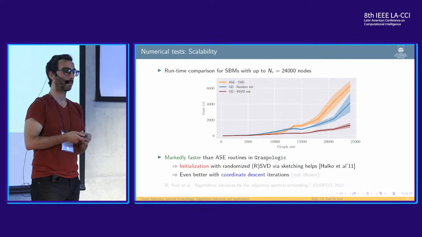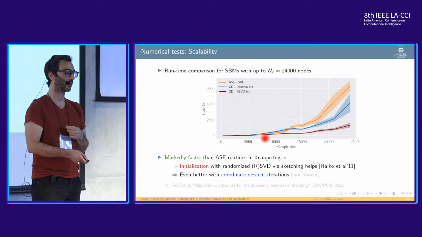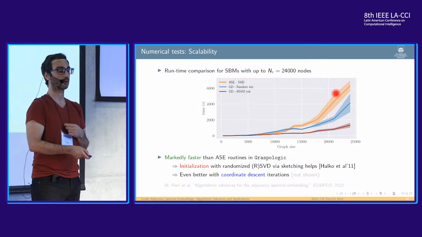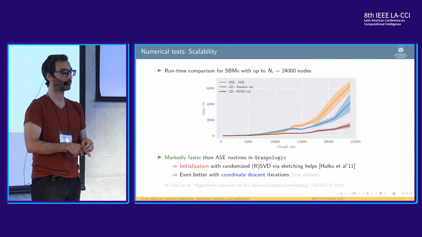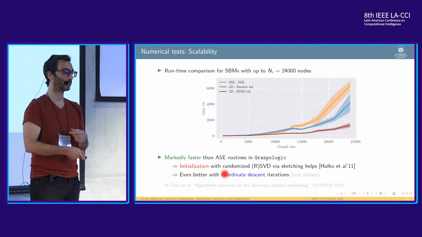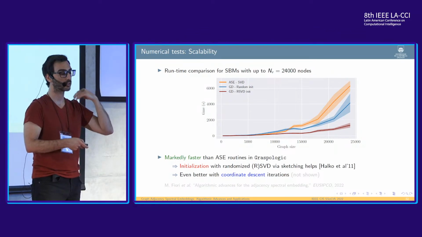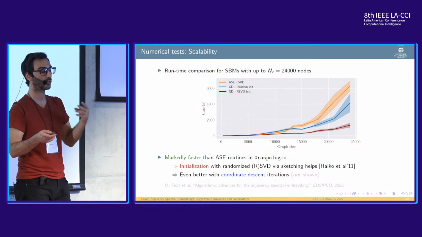This is some numerical test. This is how the graph grows, and here in orange is the Graspologic library, the package, which computes the embeddings via the eigendecomposition, and this here is the gradient descent approach, which is much faster. And actually, we can implement this using coordinate descent methods, and it's even faster, like 10 times faster than this. So this is very nice because we can compute embeddings of very large graphs very easily.